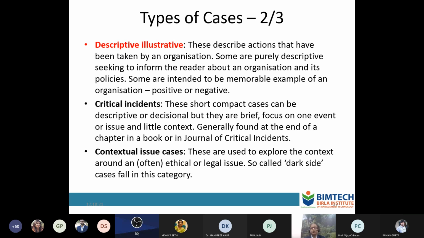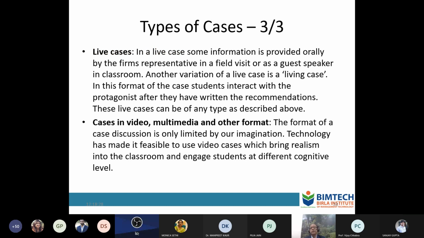Live cases are possible. Try to write live cases, and try to write in other formats, like caricature or cartoon format. Those are coming up. With your mobile and the camera and all that, you can very well write live cases. The advantage of a live case is that you can actually bring the protagonist into your class, even if he is sitting miles apart.